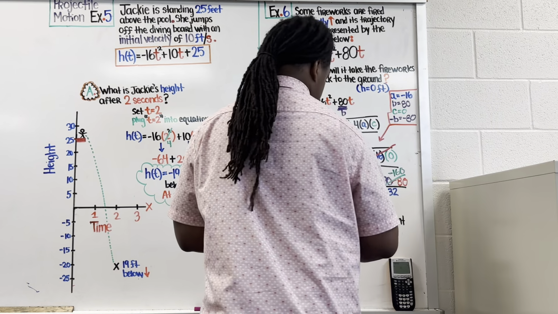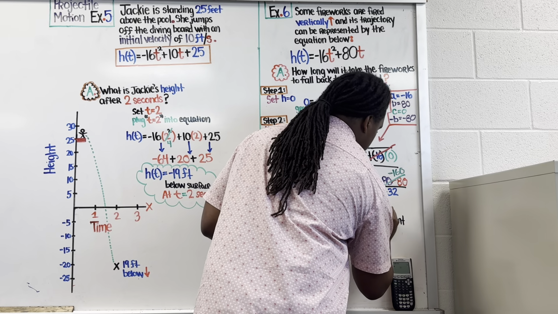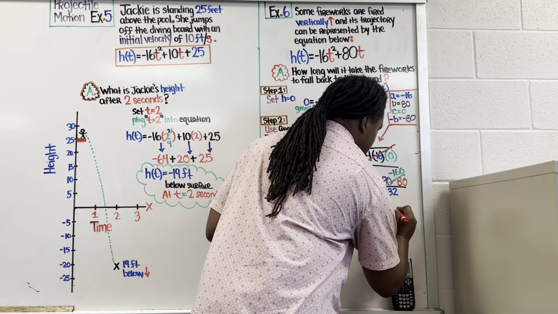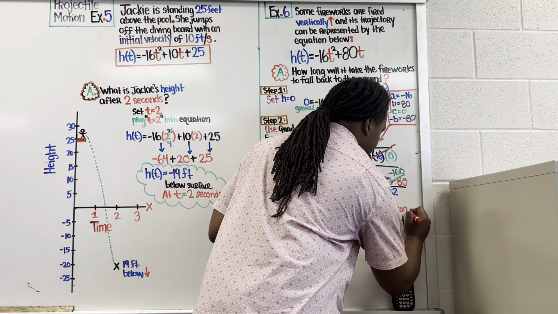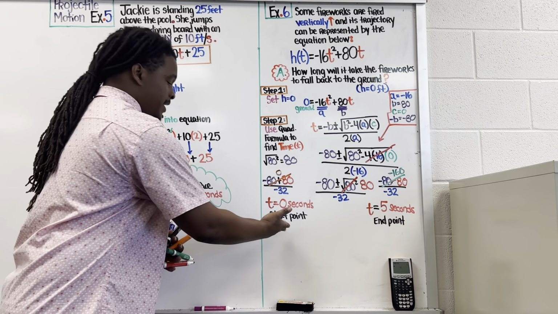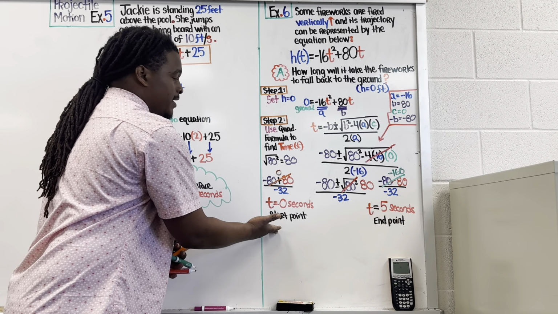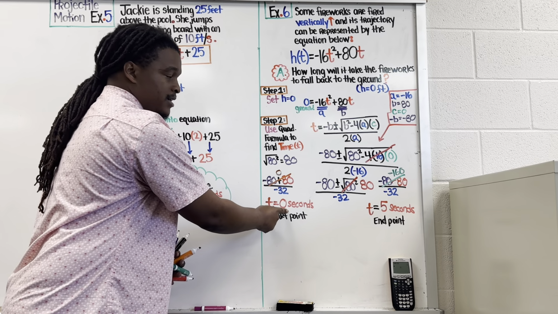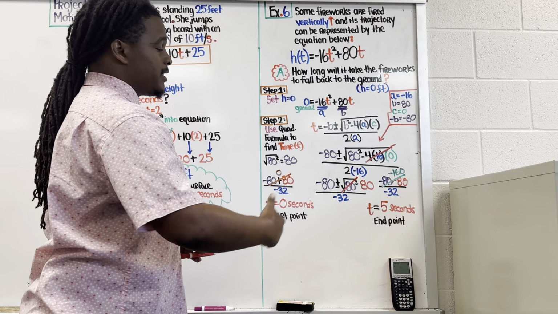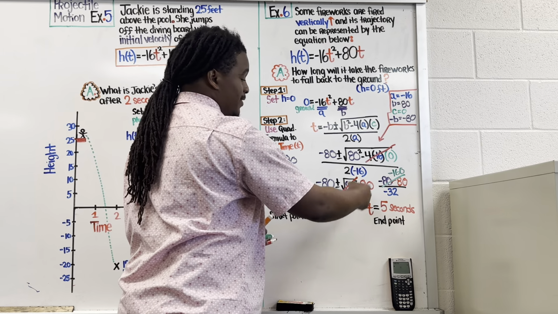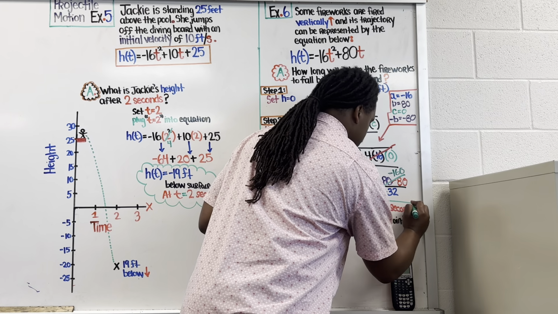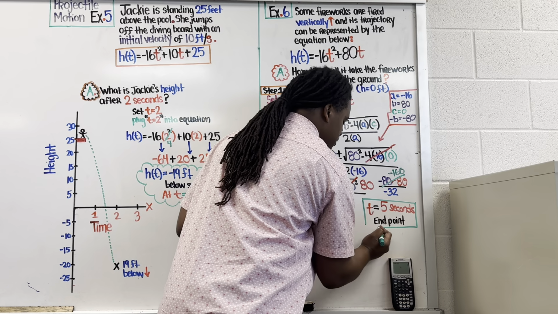All right, so the fireworks will hit the ground after 5 seconds. Okay, and this is the end point. So understand the difference, guys. Yes, it's true that at the start point, when it was on the ground, that was 0 seconds, of course. But then after it shot up, did its projectile motion, it came back down. The end point was at 5 seconds. So it hit the ground at 5 seconds. All right. So once again, guys, this is the answer.